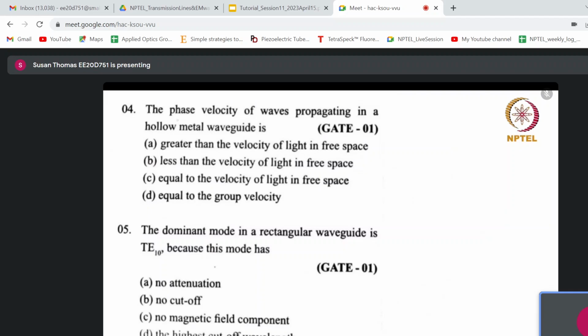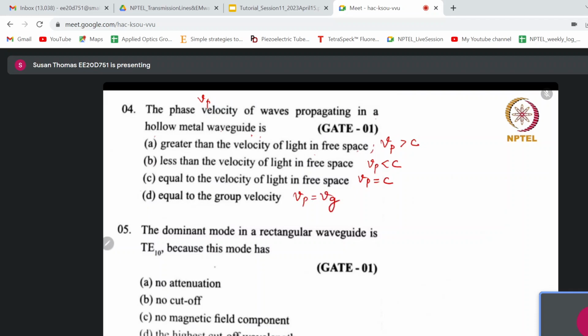Let's read it. The phase velocity of the wave propagating in a hollow metal waveguide is greater than velocity of light in free space. Okay, so Vp, let us indicate Vp. So this statement indicates that Vp is greater than C. And second statement, Vp is less than C, less than the velocity of light in free space. And the third statement, Vp is equal to C. Okay, and the last statement, Vp is equal to Vg.